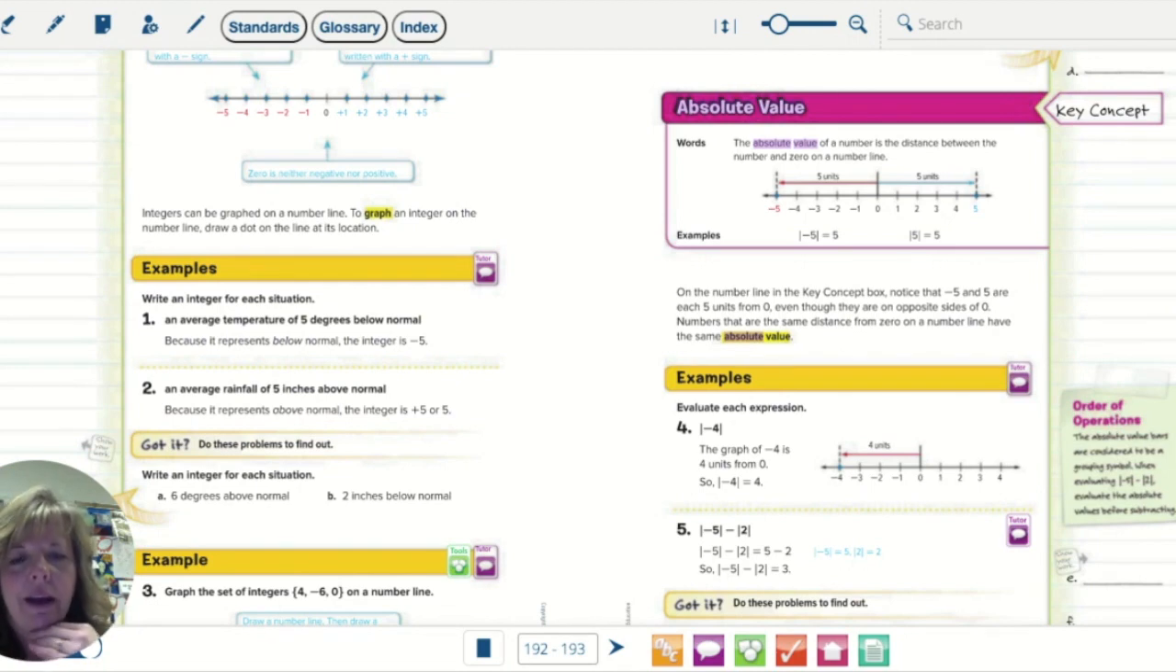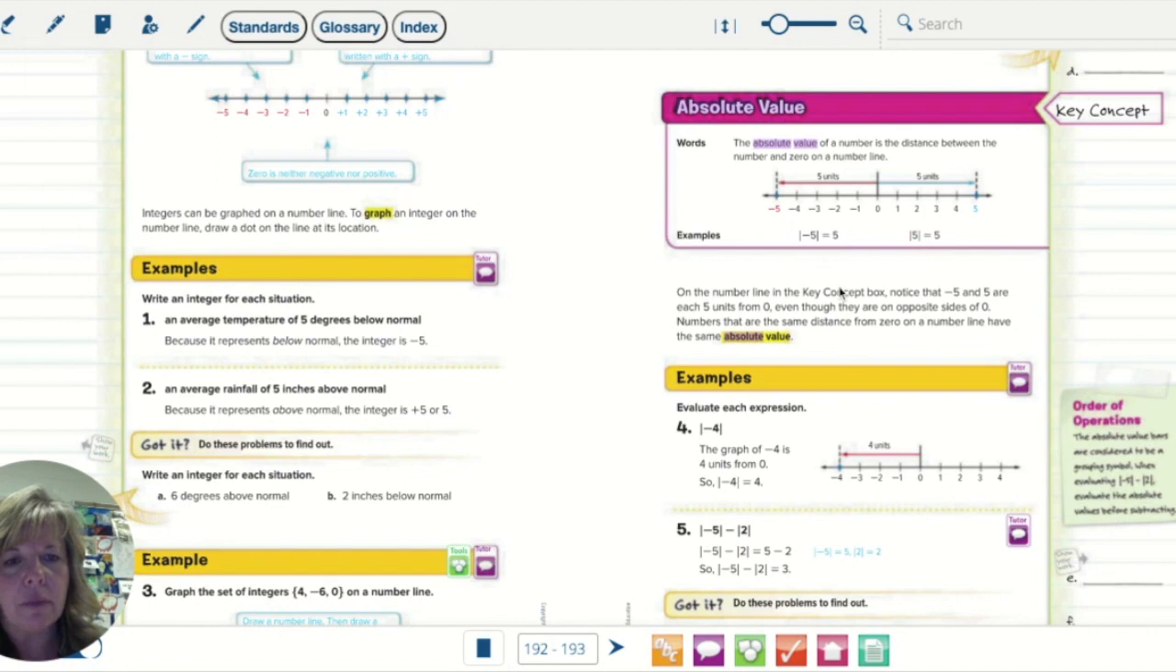This time we're saying, how many spots is -5 from 0? Well, we go to -5 and we go to the left. 1, 2, 3, 4, 5 spots. So the distance that we've traveled is 5. The absolute value of -5 is 5 spots.